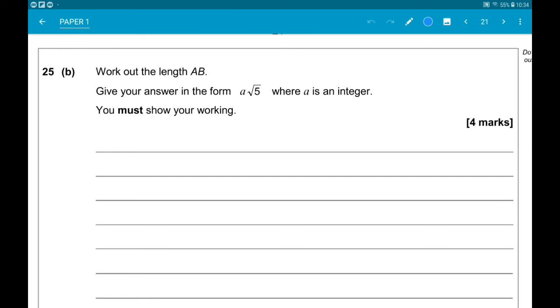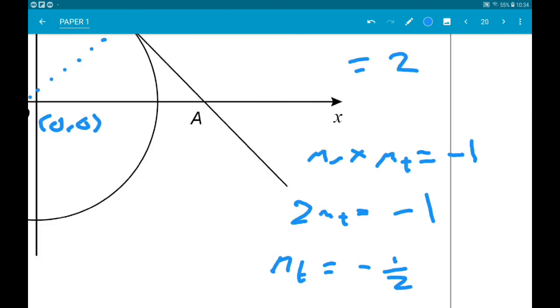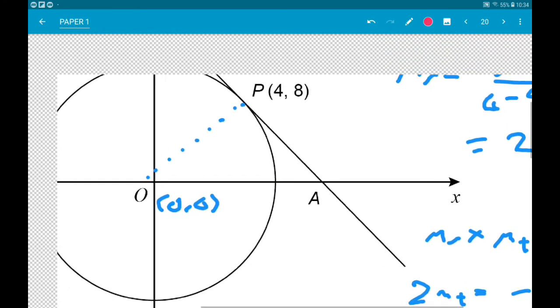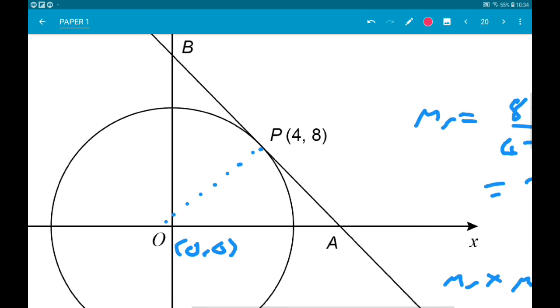Okay, and then part B wants us to work out the length AB, giving our answer in the form a root 5, where a is an integer. You must show your working. So what we need to do is we want this diagonal length AB. Now this whole shape AOB is a right angled triangle.